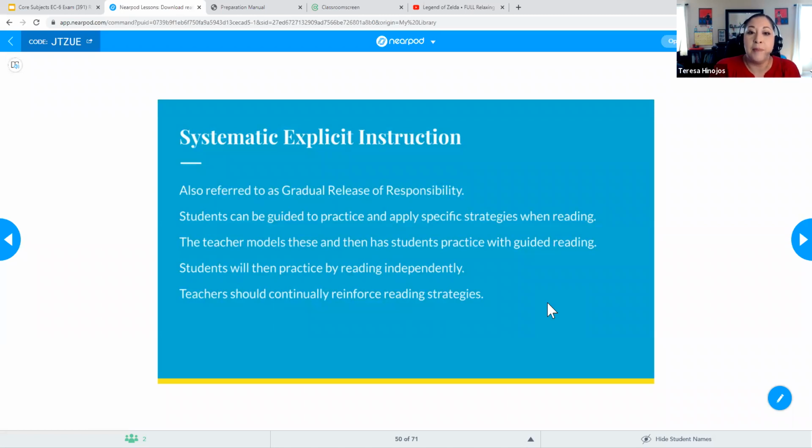So the students can be guided to practice and apply specific strategies when reading. When you're reading to the students, you are literally modeling the thinking going on in your brain, so that students can help to assess themselves when they're reading. So the teacher models those practices with guided reading, and when students are reading by themselves, they should also be practicing that on their own. And so the teacher has to continually reinforce these reading strategies, and they need to be taught explicitly.